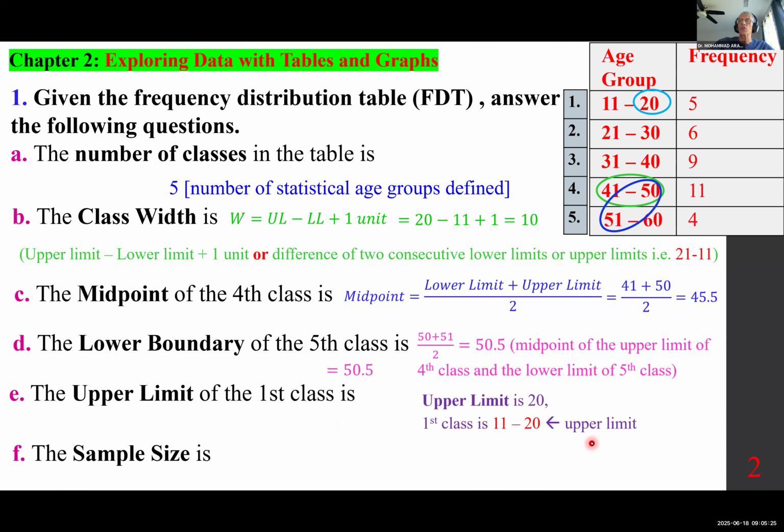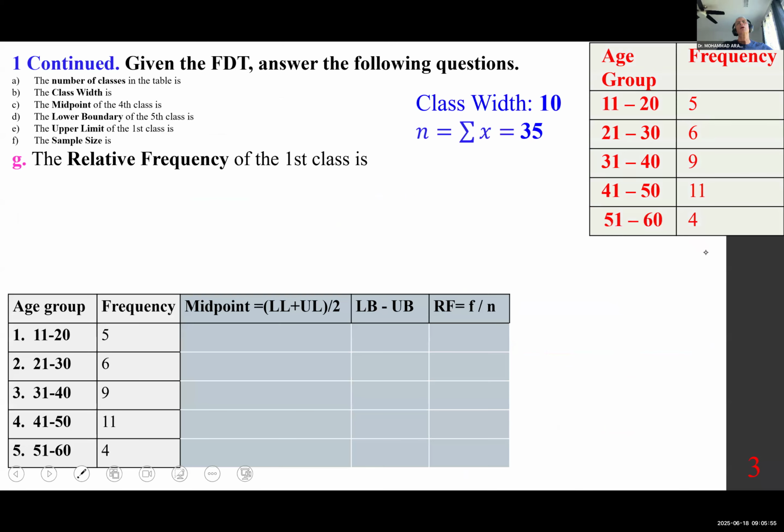The sample size, just the frequency, add them up. We call it N equals summation of X. Add these numbers 5, 6, 9, 11, and 4. We get 35. So we are going over a lot of stuff in this section by looking at a couple of simple examples. We're going to continue with the same question. We are not done.